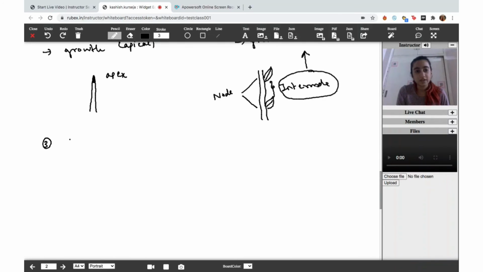Then next hormone, again not mentioned in NCERT, is ethylene. Ethylene is a hormone which helps in fruit ripening. It helps the fruits to get ripe. Single line function, very basic, everyone can remember.